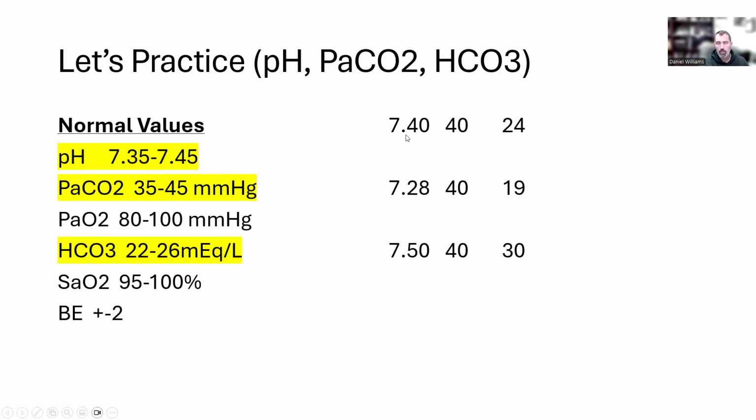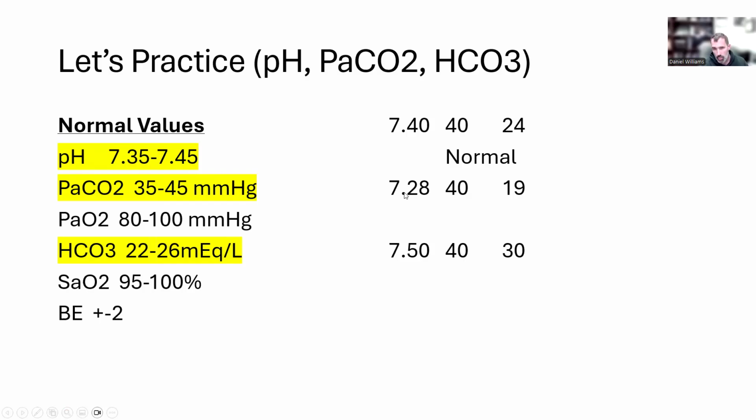So we'll look at the very first blood gas. Very first blood gas, everything runs right across. So assess the pH first. It's normal. My CO2 is normal. My respiratory component is normal. My bicarb, the metabolic component, is normal. So that first one is a normal ABG, or a normal blood gas.